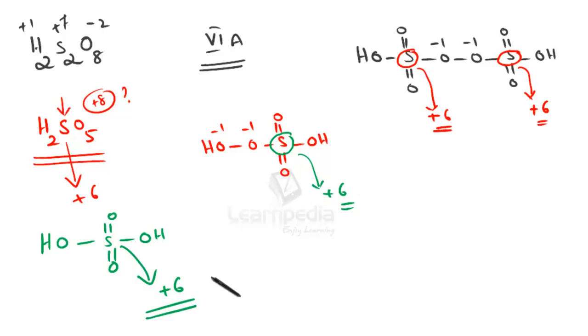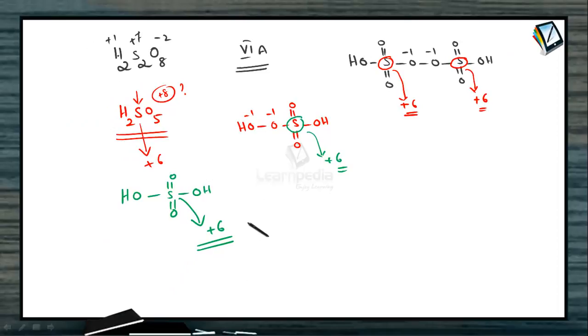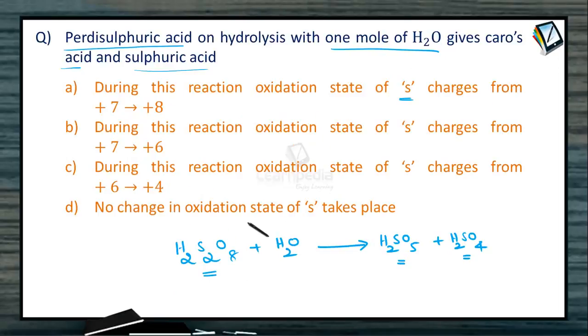We can calculate by the normal method and cross check. So we find the oxidation state of sulfur in H2S2O8 as +6, in H2SO5 as +6, in H2SO4 as +6. Where is the change in oxidation state? There is no change in oxidation state.